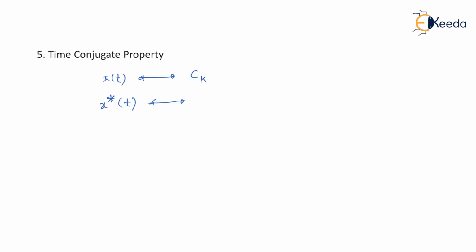Let me tell you, when x of t is a real signal, it is immaterial to have conjugate of it. For example, if I tell you to take conjugate of 2, we know that 2 is a real number, so even after conjugating, it will remain 2. But if I tell you to get conjugate of 2 plus 3j, then only it will have some meaning to write it as 2 minus 3j.